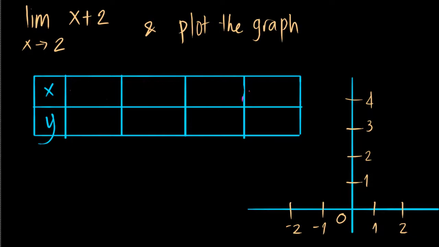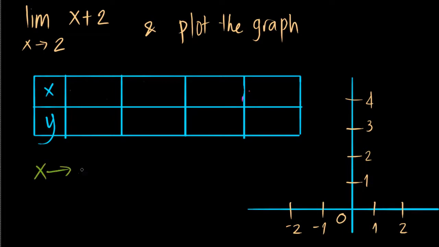And plot the graph of the limit of x plus 2 as x approaches 2. And of course, you have to plot your graph. Before we start, there are actually two kinds of limits, no? Let's change your color.